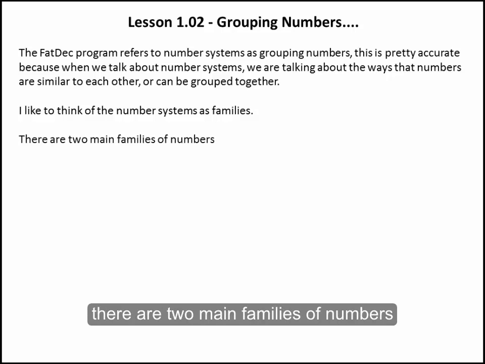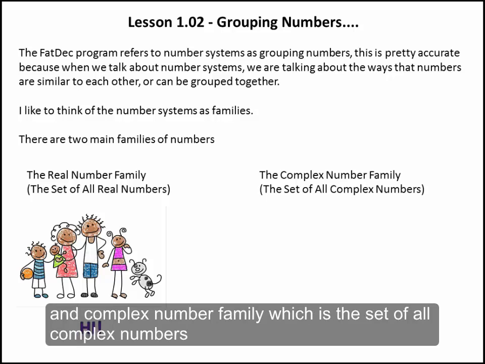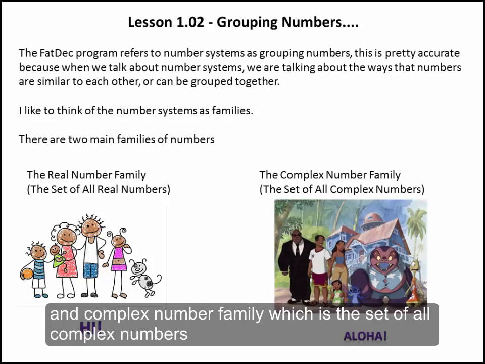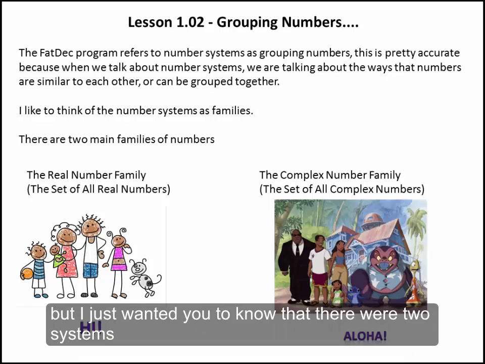There are two main families of numbers: the real number family, which is the set of all real numbers, and the complex number family, which is the set of all complex numbers. Now, we're only going to be dealing with real numbers in Algebra 1. Complex numbers will come up in future algebra classes, but I just wanted you to know that there were two systems.